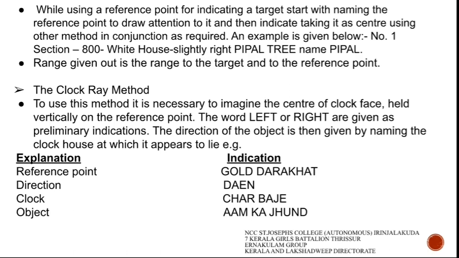Next, we are going to discuss the clock ray method. To use this method, it is necessary to imagine the center of a clock face held vertically on the reference point. The words left or right are given as preliminary indications. The direction of the object is then given by naming the clock hour at which it appears. And there is an example about this method.